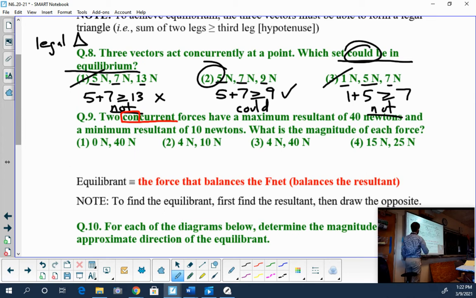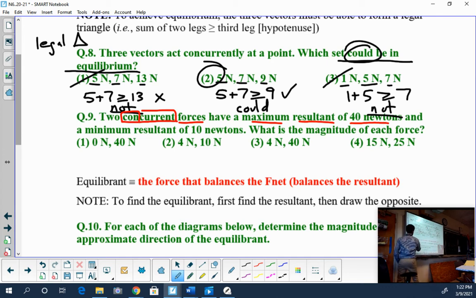But con in Spanish is with, and current is time. Like current events, current is now. So with time is concurrent. Concurrent forces just means they're happening at the same time. It does not mean they're pointing the same way. Concurrent forces have a max resultant of 40.